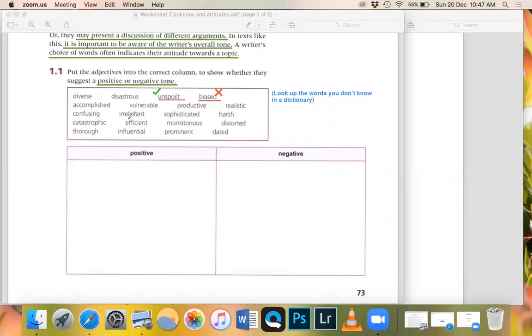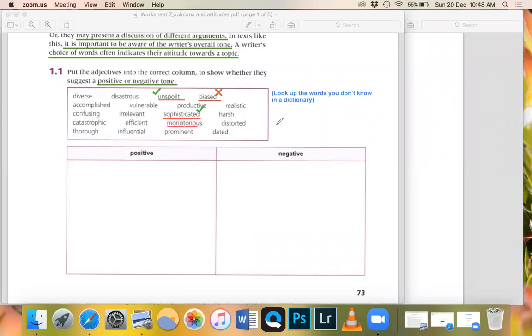All right, let's have a look at the word sophisticated, positive or negative. You could look at somebody in a very good suit, maybe they're an executive of a company, and you might say, oh, they look sophisticated. So this is positive. Okay, let's look at 2 more.